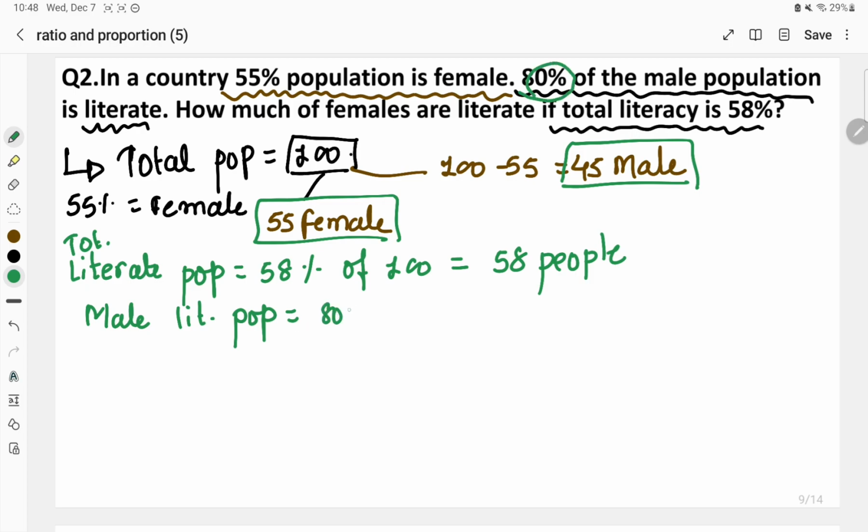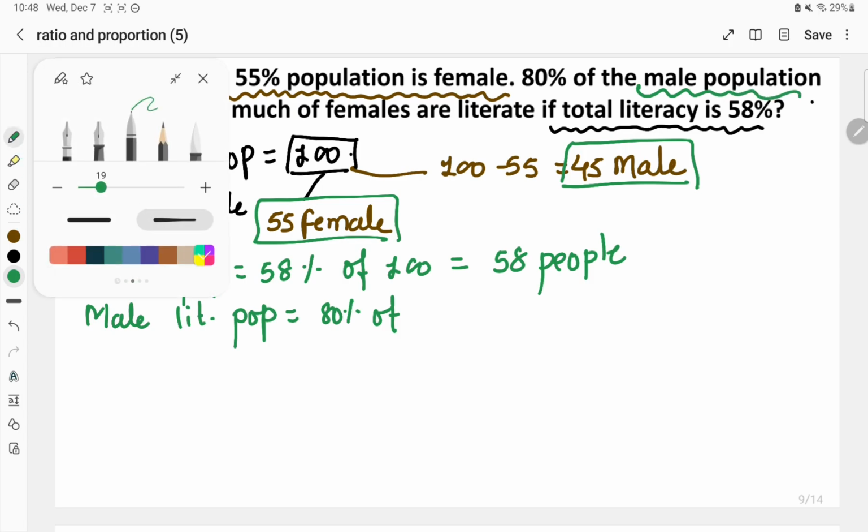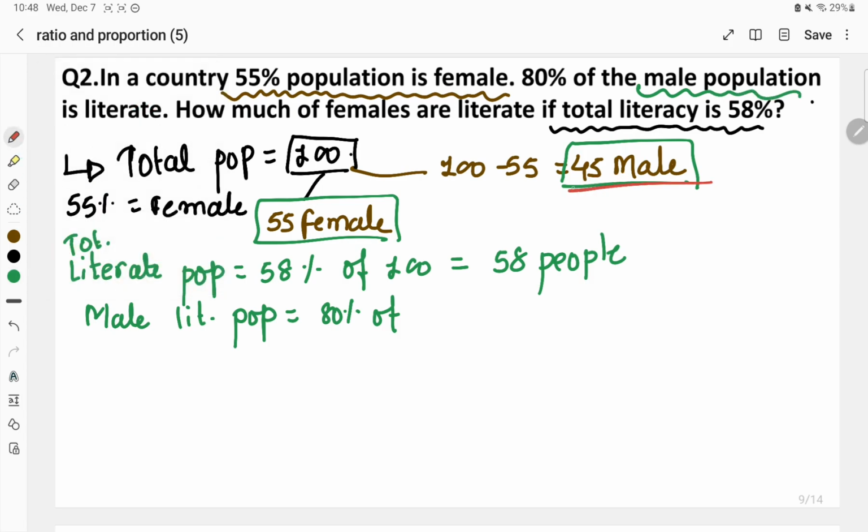80% of the male population is given, which is literate. Now 80% of what? The male population. Now consider this particular data which I have written over here. This is the total male candidates, these are the total female candidates. Now it is given that 80% of the male population are literate. It means 80% of the 45 people are literate, ma'am.